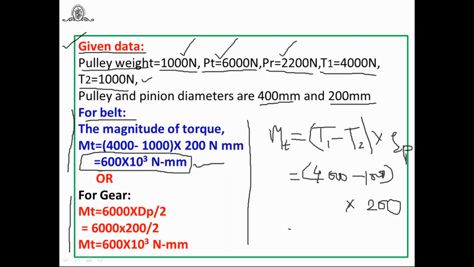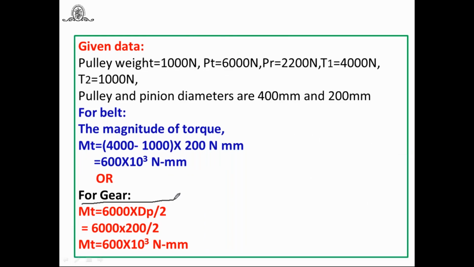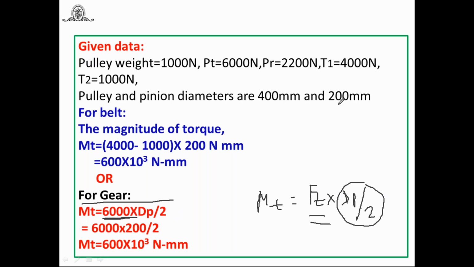Then next, you can also calculate by using the gear, how the gear is going to transmit the torque. You know very well, the torque transmitted by this pinion, Mt, is equal to tangential force Ft into dp by 2. What is dp? dp means the pitch circle diameter of the pinion, by 2, or simply the radius of the pinion, and Ft is the tangential force. Ft is given as 6000, dp by 2, again 200 mm PCD, so you divide by 200. You will get Mt equal to this. You can use this or this, no problem. Remember this thing.